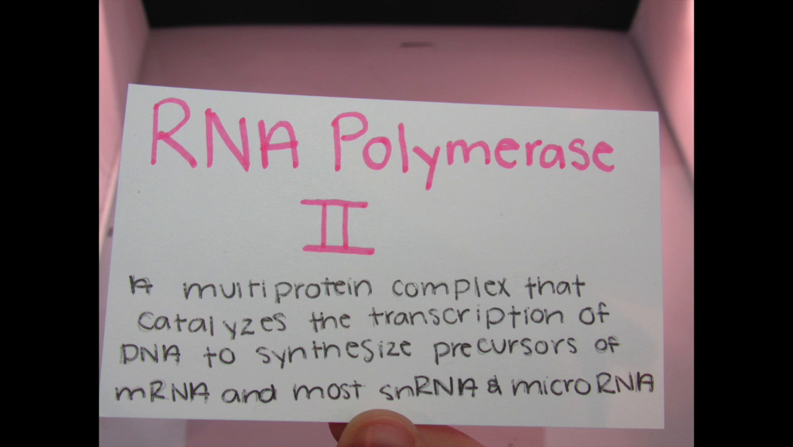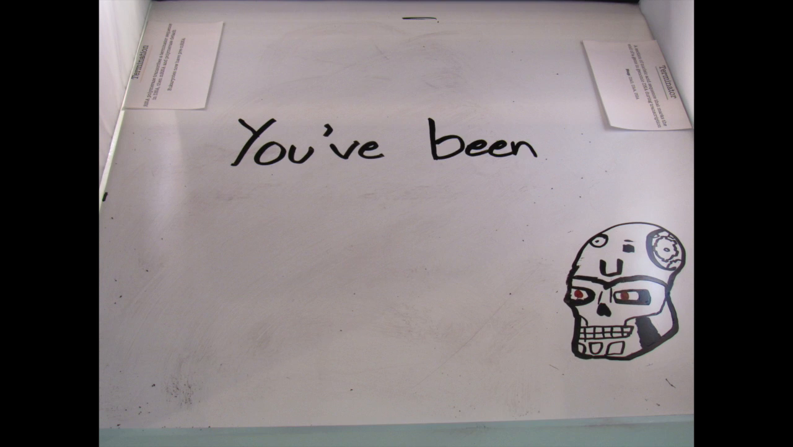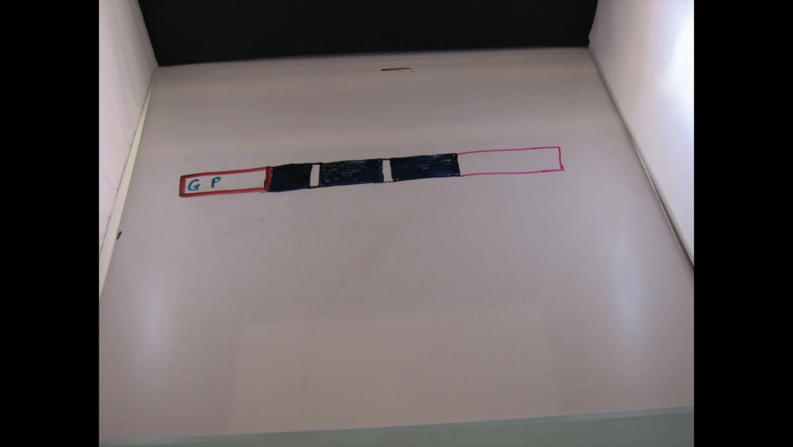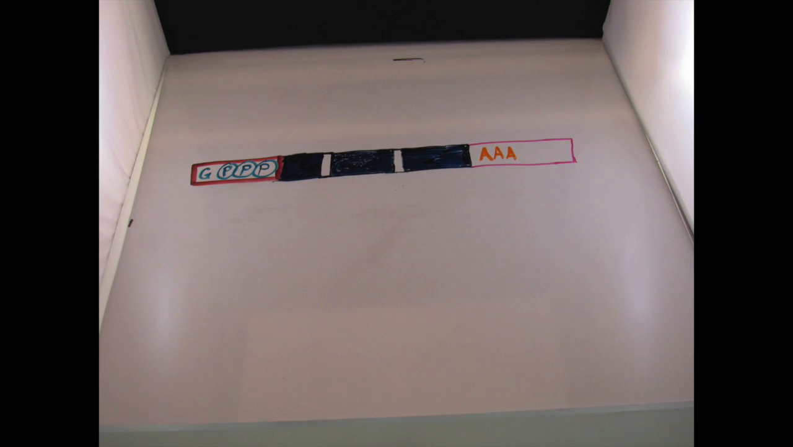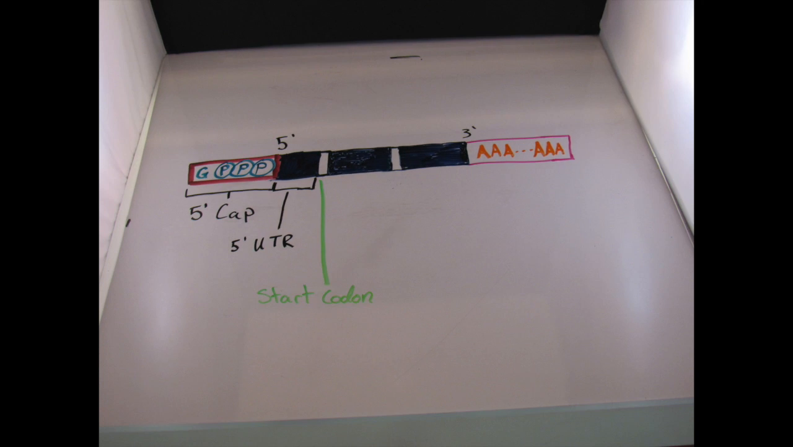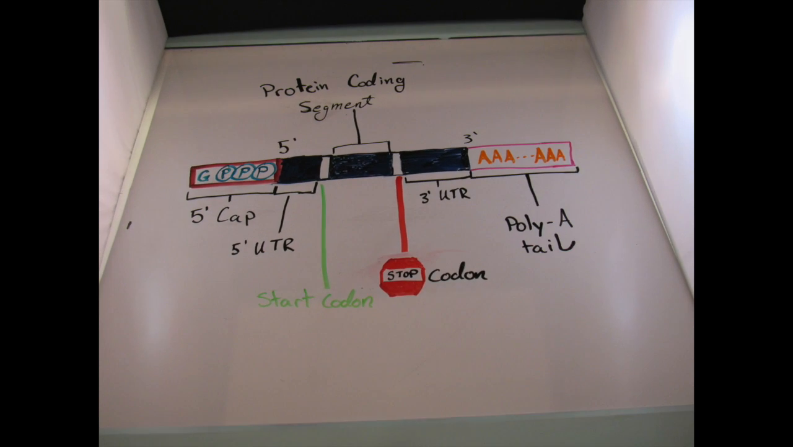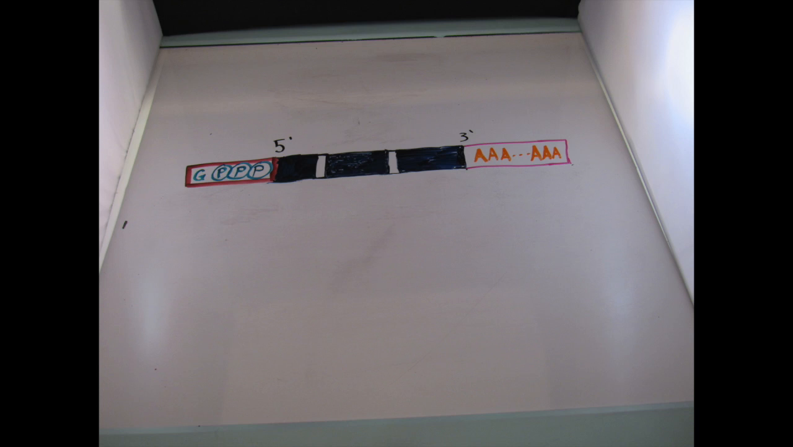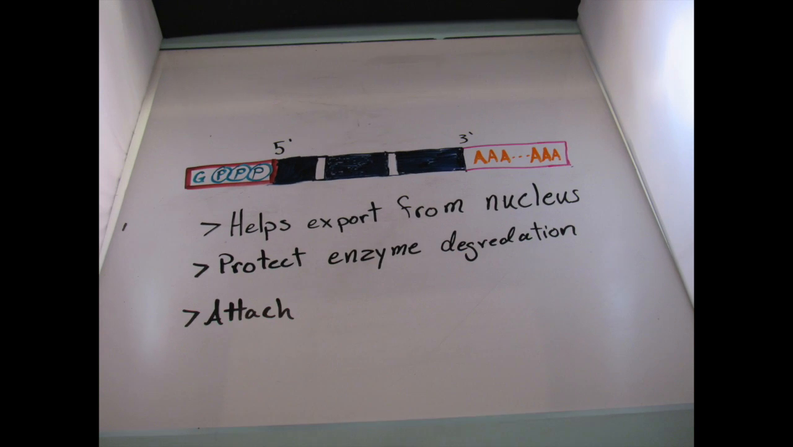In protein-coding genes, RNA polymerase II continues transcribing for up to thousands of nucleotides until 5' exonuclease consumes the extraneous code and releases the RNA polymerase. You have been terminated. A modified 5' guanine cap as well as a 3' poly A tail are added to the pre-mRNA. These additions assist in the exportation from the nucleus, protect from enzyme degradation, and facilitate attachment to ribosomes.